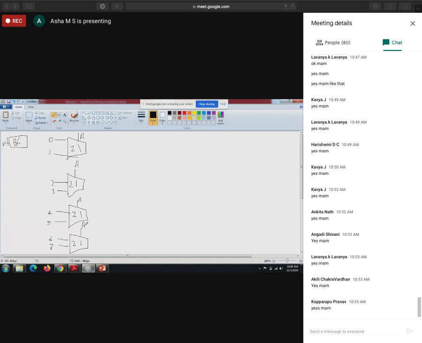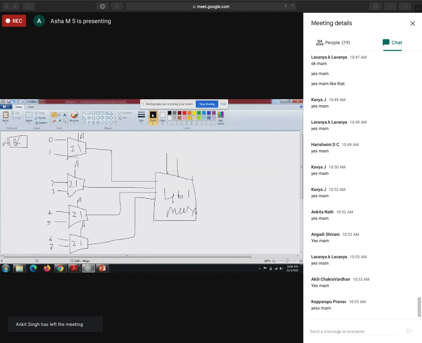Kavya, change now. So we have four outputs, one from each 2 to 1 mux. These will be the inputs for the 4 to 1 mux. So two selection lines, that is B and C, and one output, that is your Y.